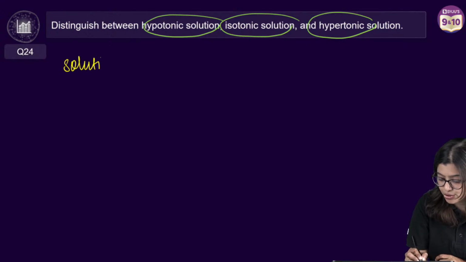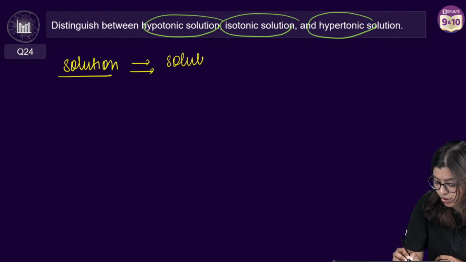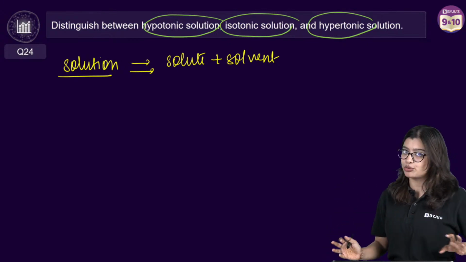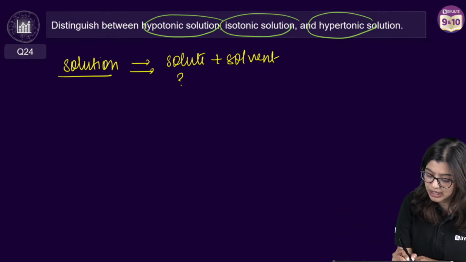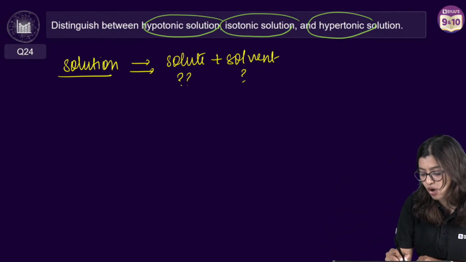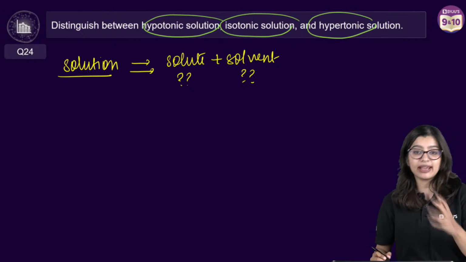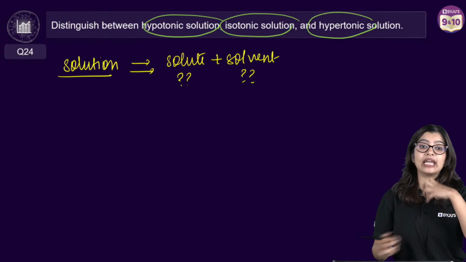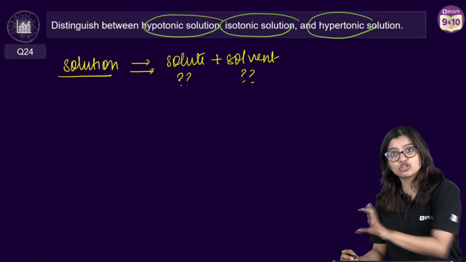Now what is a solution? A solution is basically nothing but a combination of solute and solvent, right? So solute plus solvent is going to give me solution. Now based on how much solute and how much solvent I add, I can make it hypo, hyper, iso. But how will I know whether it is hypertonic or hypotonic?